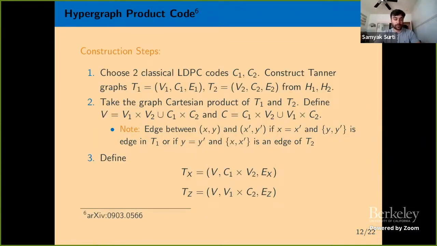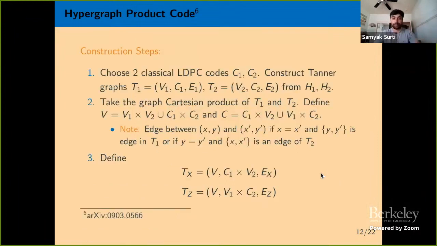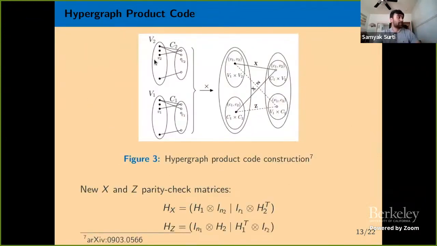So okay, I'm going to go over this pretty quickly. I don't want to go too much into the nitty-gritty details, but I will look at this image instead of all this mathy description. So let's say we have 2 classical codes that are described by these Tanner graphs. What we can do to construct a quantum LDPC code is take what's called a Cartesian graph product. Essentially, if we take 2 graphs, we can combine them together in a way that we end up with a Tanner graph that represents the quantum code.